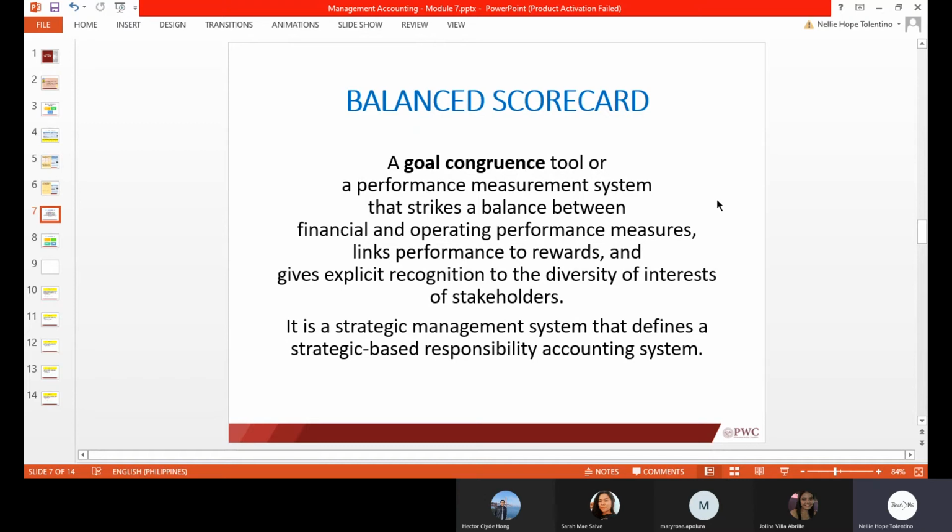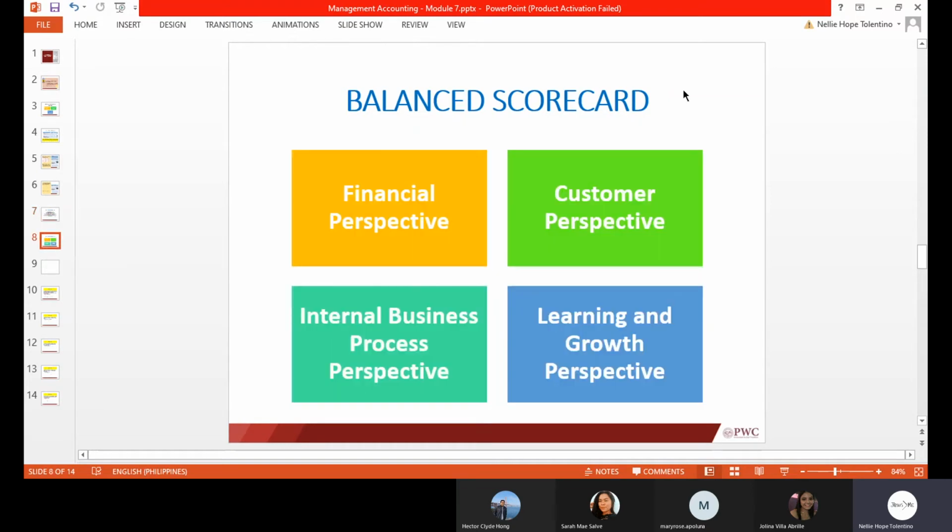So sa Balanced Scorecard, it is a goal congruence tool or a performance measurement system that strikes a balance between financial and operating performance measures, links performance to rewards, and gives explicit recognition, and so on. It is a strategic management system that defines a strategic-based responsibility accounting system. Hindi ko na siya masyado i-explain kasi may video kayong papanoorin to better explain what a balanced scorecard is. So, a balanced scorecard has 4 perspectives: financial perspective, customer perspective, internal business process perspective, learning and growth perspective.